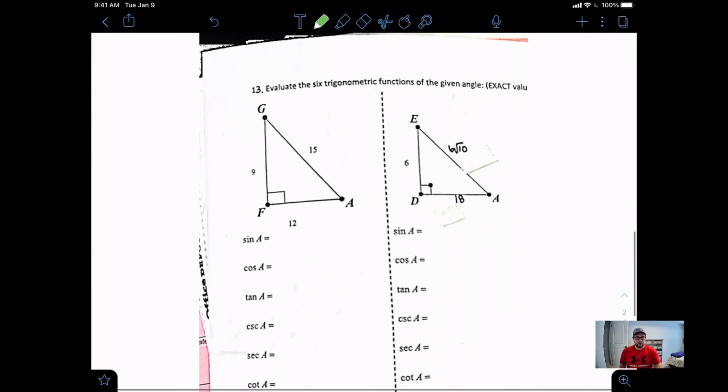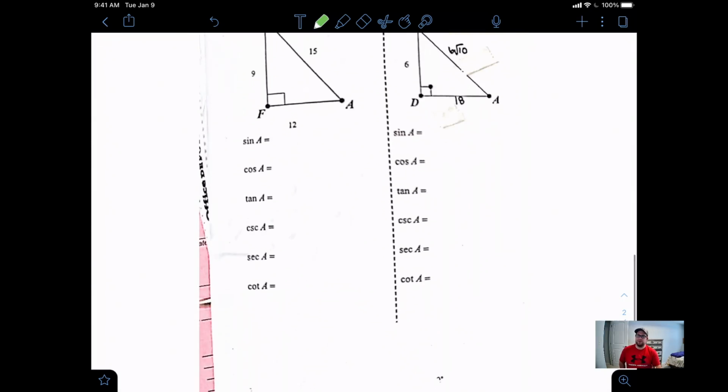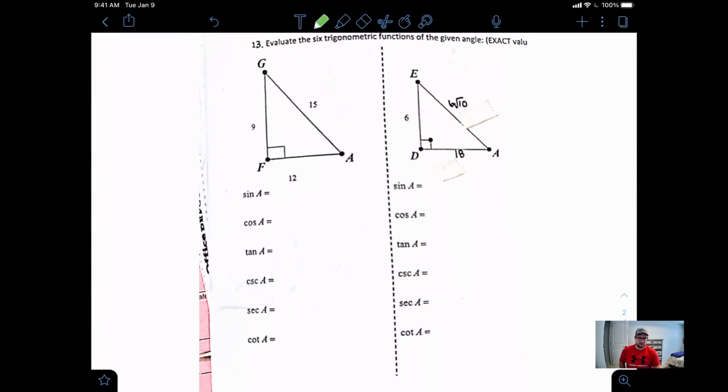Coming on down, I know number 13 is an odd problem, so it's technically yours, but I'll do half of it. How about I do this first part and then you'll do the second part.